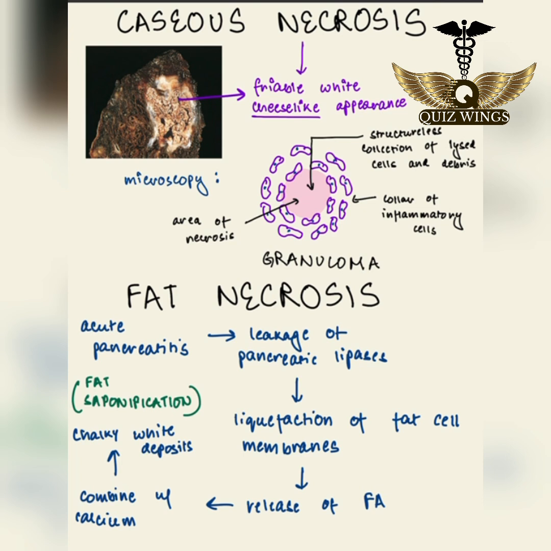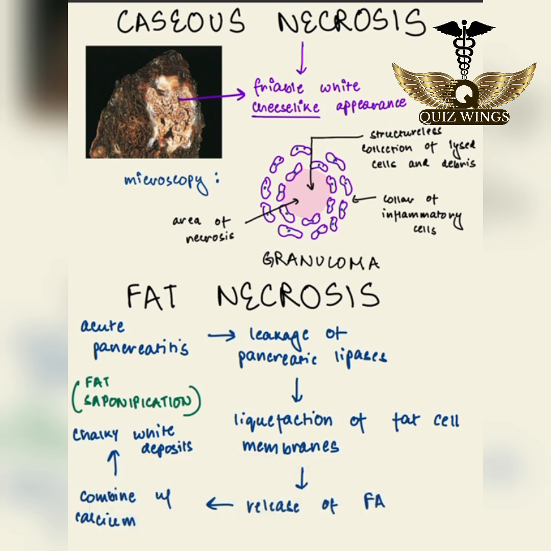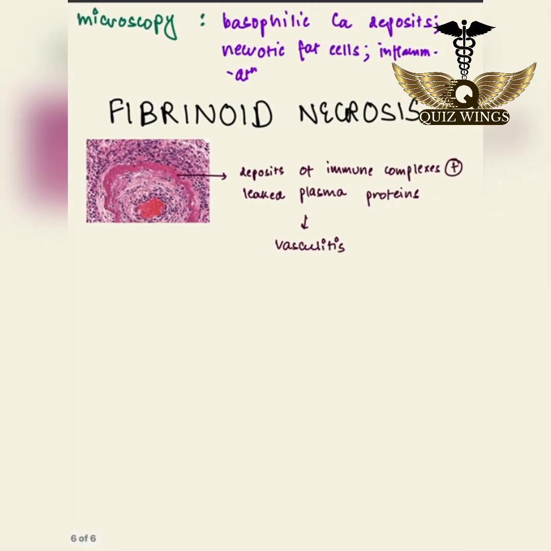Then there's fat necrosis. Fat necrosis actually happens in a condition called acute pancreatitis. So, in acute pancreatitis, there's a leakage of pancreatic lipases, which causes liquefaction of the fat cell membranes. Now, that releases free fatty acids, which combine with calcium and form chalky white deposits, which are called fat saponification. Microscopically, the calcium deposits are basophilic and there's inflammation.